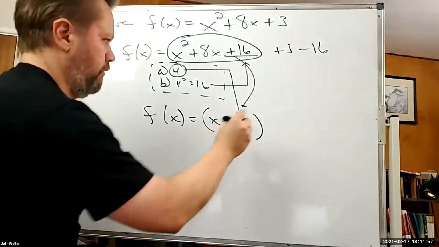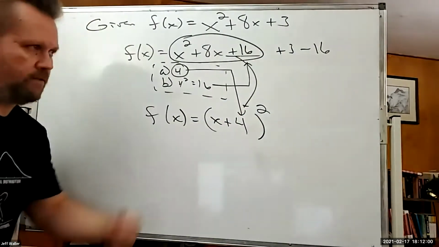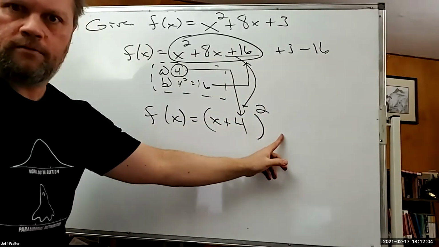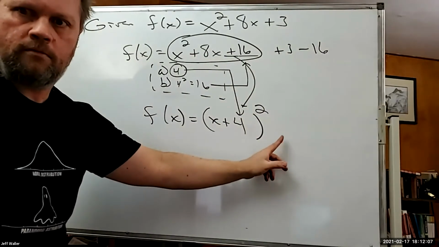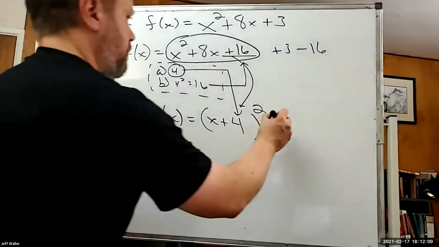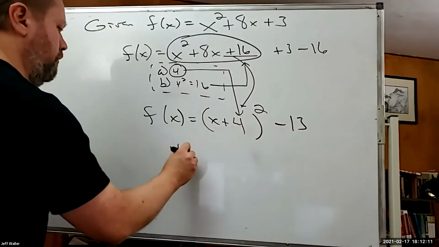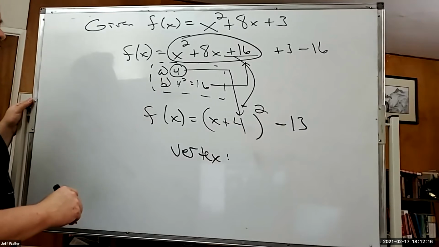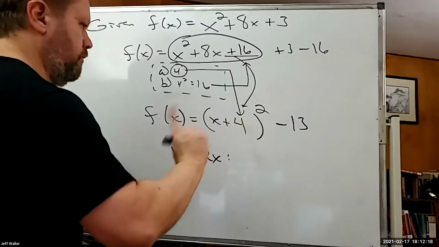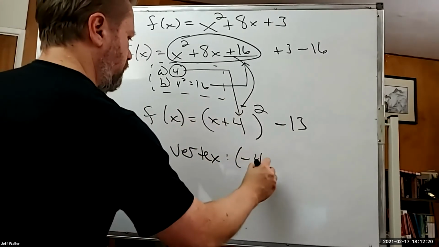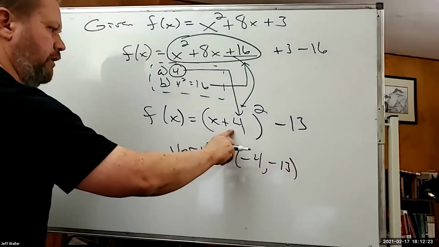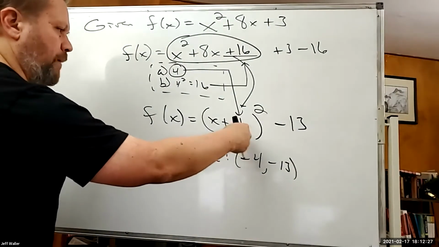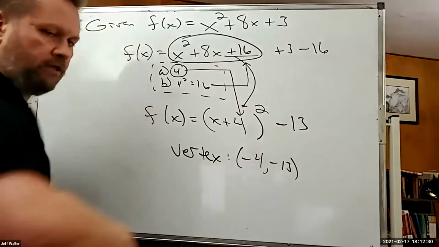Right? You guys out there? Yes, this is the same thing we've been doing. That piece factors like this. And what's outside here now? Minus 13. Minus 13. So what's the vertex? Negative 4, negative 13. Remember, when it's inside here, it's the opposite. Because this makes it go back 4, and that makes it go down 13. I like it.